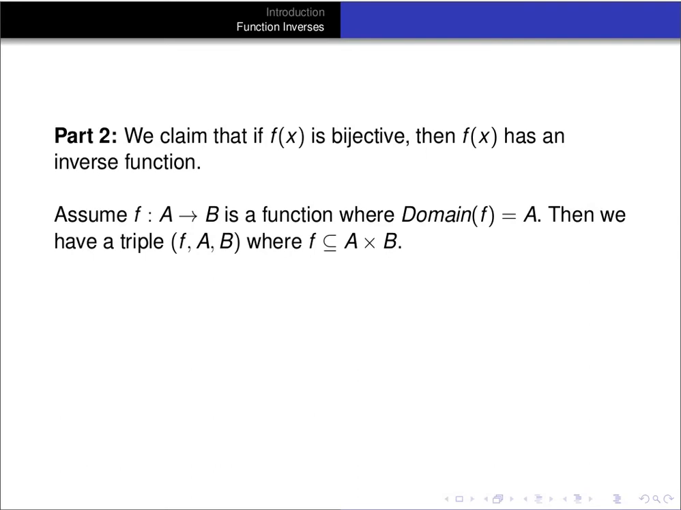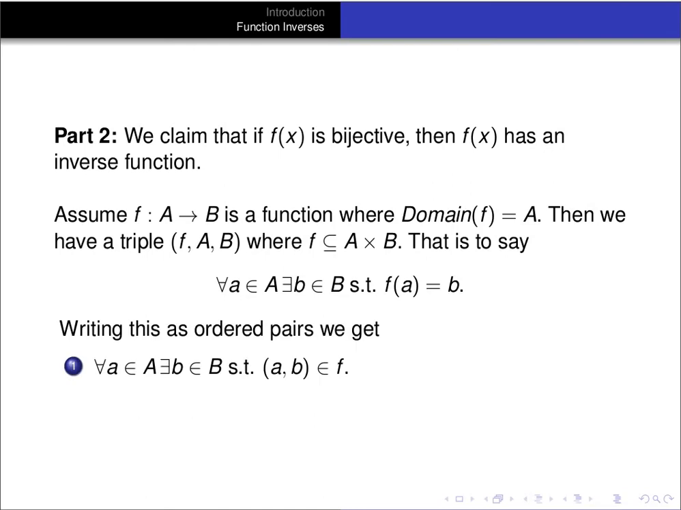Okay, so that means that we have a triple, so let's go back to the formal definition here. It's a triple (f, A, B) where the relation f is a relation between A and B. And we know that for all a in A, there exists a b in B such that f of a is equal to b, because the domain of f is equal to A. So that's exactly what that line says. It's the domain of f is equal to A. Writing this in the ordered pair definition, we can rewrite it as, for all a in A, there is some b in B so that (a, b) is an element of f.